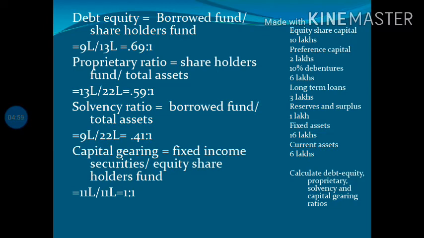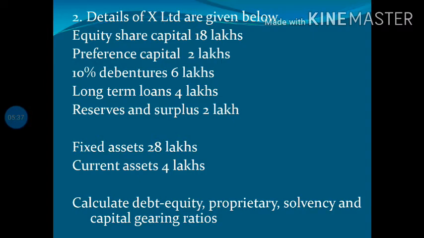Then another ratio is capital gearing ratio. Fixed income securities divided by equity shareholders fund. Here what are the fixed income securities? Preference share capital is a fixed income security, 2 lakhs. Debentures is 6 lakhs, it is a fixed income bearing security, so 8 lakhs. Then long term loan 3 lakhs, it is bearing fixed income. So it is total 11 lakhs, divided by equity shareholders fund. Equity shareholders fund includes equity share capital 10 lakhs, then reserves and surplus 1 lakh, so 11 lakhs. The ratio is 11 lakhs divided by 11 lakhs, that is 1. The ratio is 1:1.